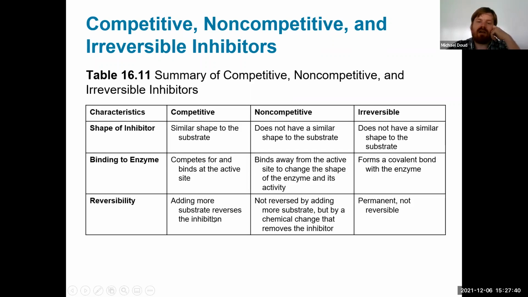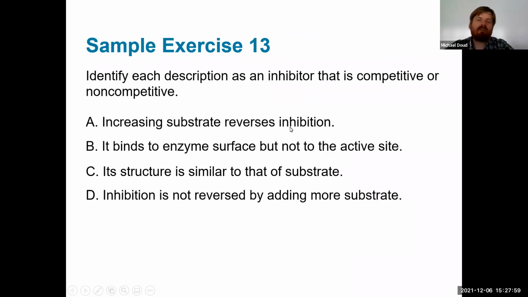As far as reversing it, competitive inhibition can be reversed by adding more substrate. Non-competitive inhibition can be reversed by removing the inhibitor. And then finally, irreversible cannot be reversed, exactly what it sounds like. Okay, so that brings up sample exercise 13.